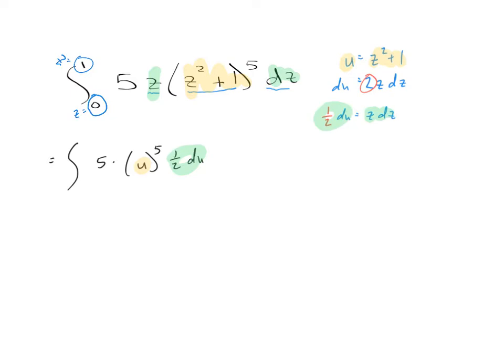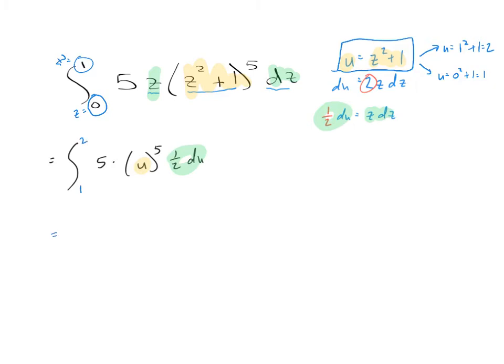I want to write my bounds in terms of this u that I've introduced. How do I do that? I go to the original substitution right here. U equals z squared plus 1. So for my bottom bound, u equals 0 squared plus 1, which is 1. And for my top bound, u equals 1 squared plus 1, which is 2. So the old bounds are from 0 to 1. The new bounds are from 1 up to 2.